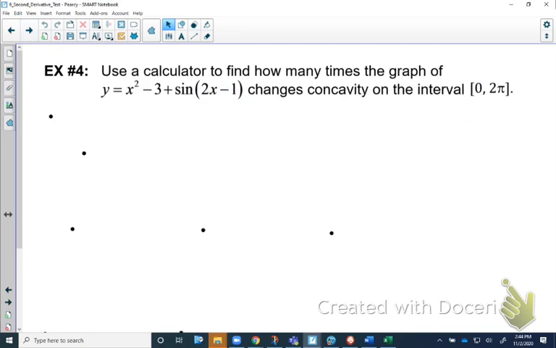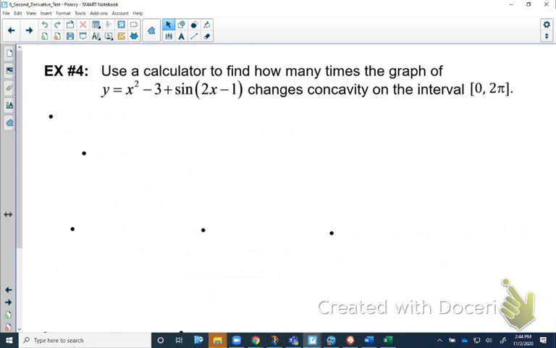Now here, this next one, this one's going to be a bit of a doozy. This one is really going to rely on some proper trig stuff that you would have seen in pre-cal as far as how you solve a trig equation. And again, this one I'll probably pause at some point so I can put it on a calculator and you can kind of see what's happening here. But here it is telling you to use a calculator, and it says find how many times this particular function, x squared minus 3 plus sine of 2x minus 1, how many times does it change concavity?